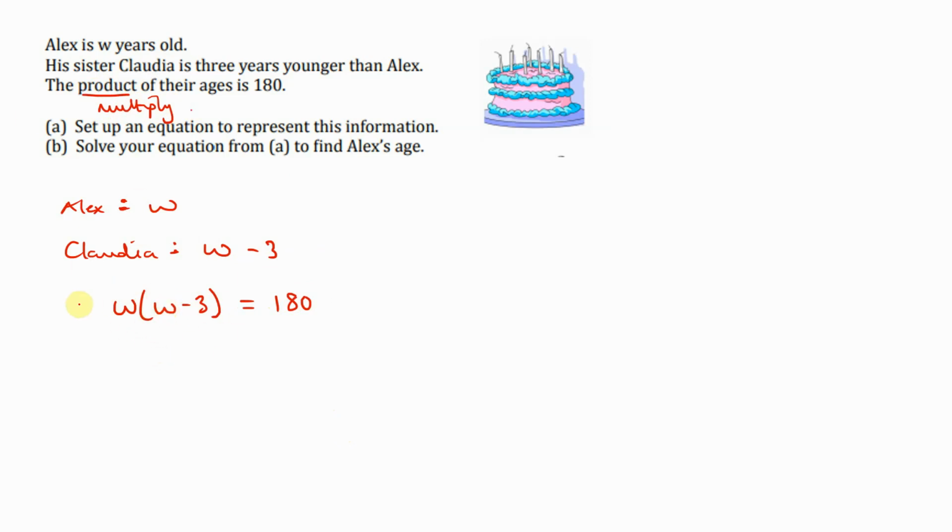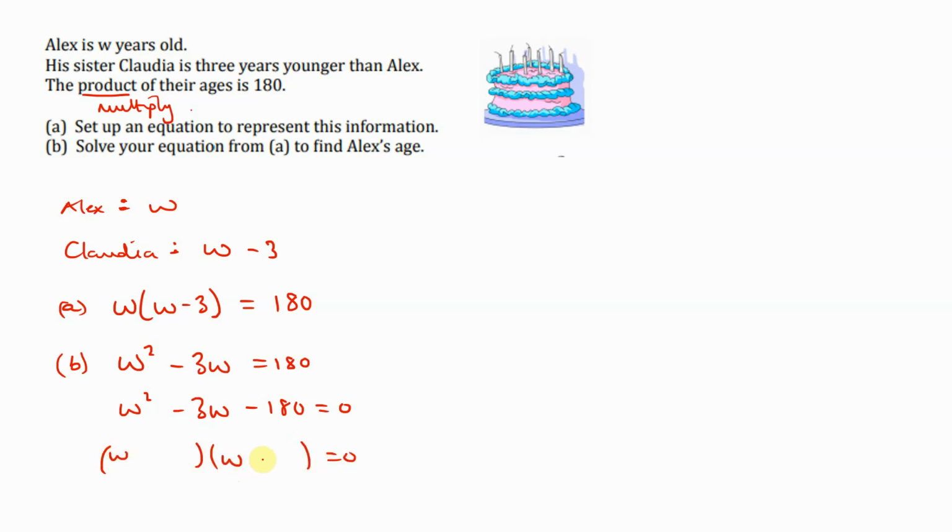Well, to be fair, that's probably enough for A. We've made an equation because it's got an equal sign in it and it represents the information. Going ahead to try and solve this, well, we'd want to expand it. And then we'd want to make it equal to 0, so then we can factorize. So I've just taken 180 from that side. And now we want to factorize this, because that's going to allow us to solve this quadratic.